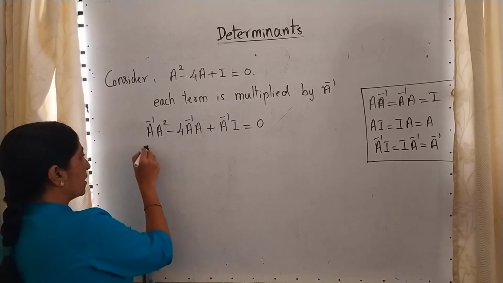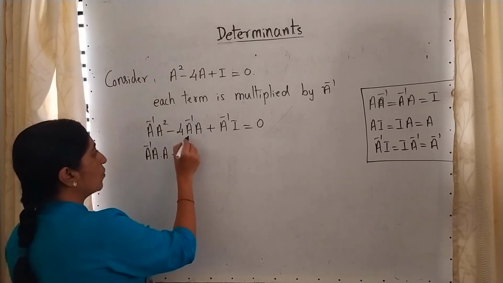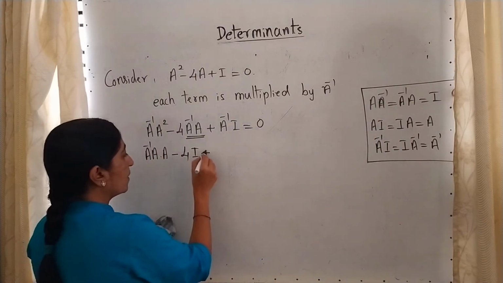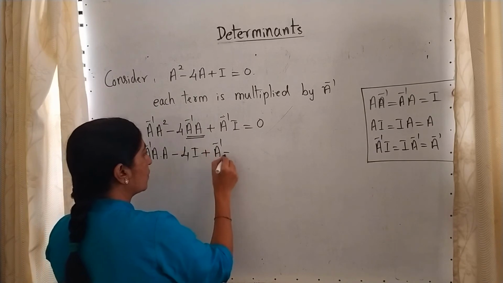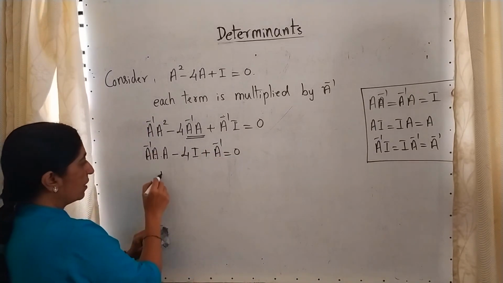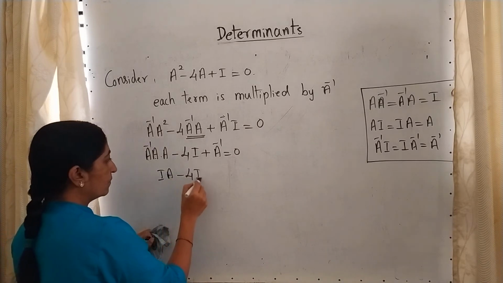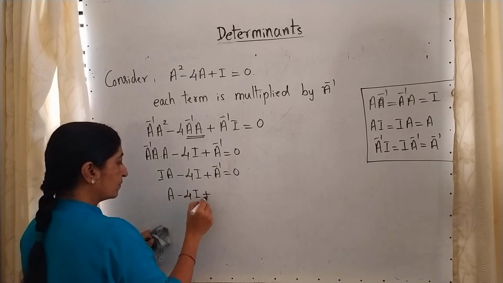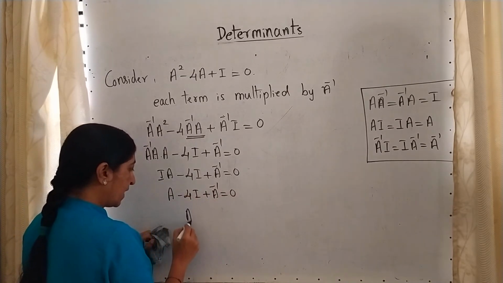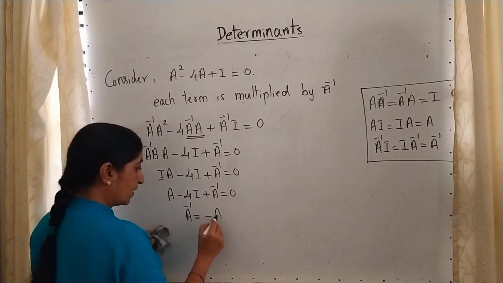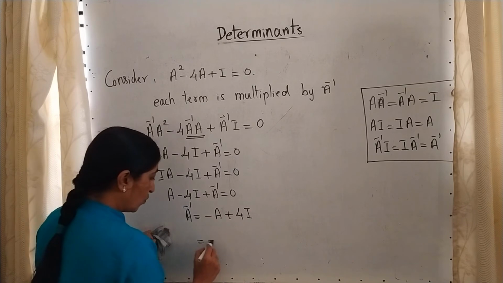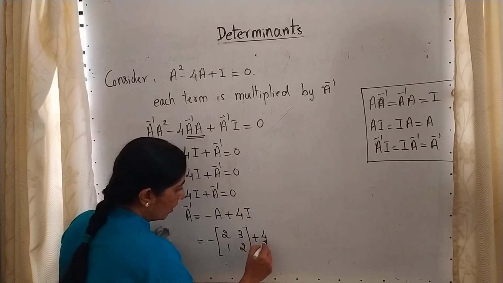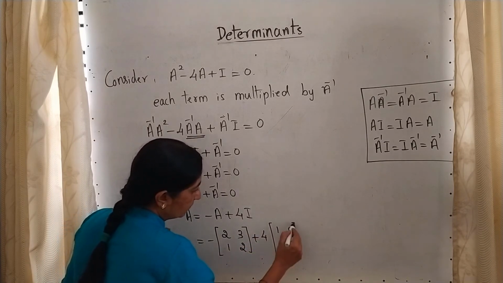Here I am writing A inverse into A minus, what is A inverse into A? A inverse into A is I. And A inverse into I is A inverse. Here A inverse into A is I. Next, I into A is A. So keep A inverse as it is, the remaining term on that side. Yes, what is A? It is the given matrix plus 4. I is what? Identity matrix. And simplify this.